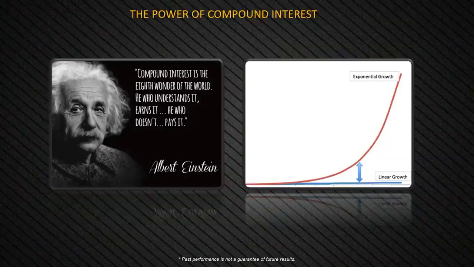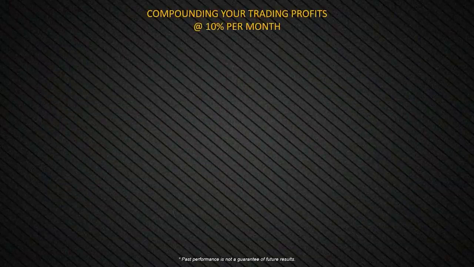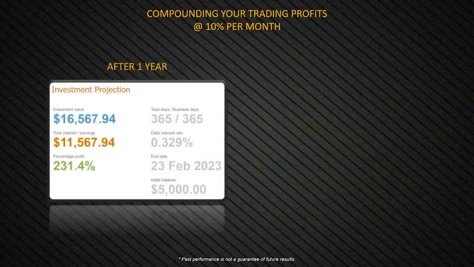If you look at that right-hand chart, that blue line represents linear growth, whereas the red line represents exponential compounded growth. In simple terms, that's when the money that your money earns you more money. That effect over time compounding on itself is how you create wealth. And just to run through a hypothetical example, past performance is not a guarantee of future results. But let's say you're earning a trading profit rate of 10% per month return on your trading capital. After 1 year, quite significant.